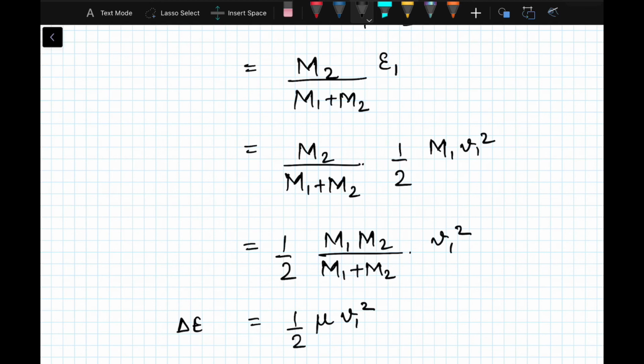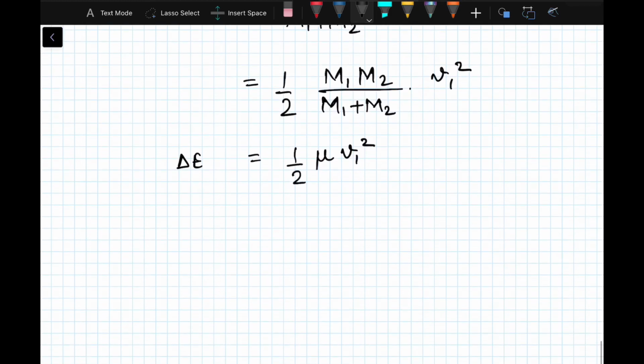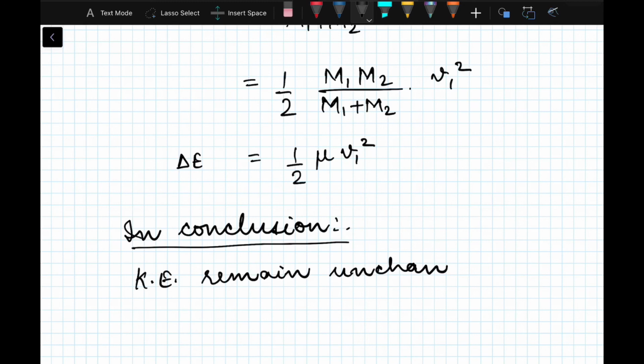From all these discussions we can see that there is no change in the kinetic energies. So in conclusion we can write that the kinetic energies remain unchanged before and after collision, as well as the momentum of the particles, P, remains unchanged.